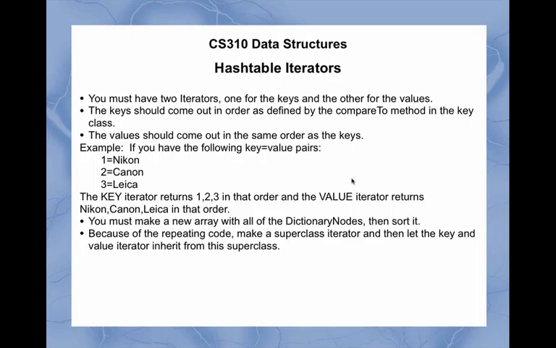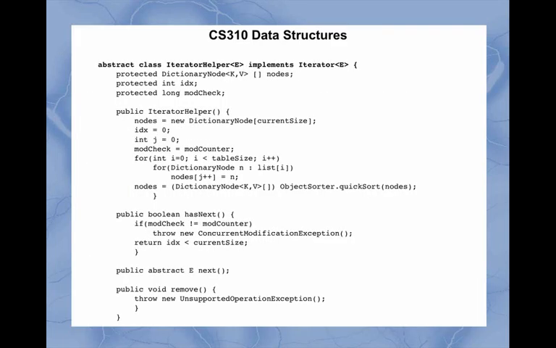So here's an actual implementation that you can look at. Notice that this class is abstract. It's abstract because the next method is not implemented. With the key iterator, you're going to want to return the K. With the value iterator, you're going to return the V. Therefore, you can't know which one you're going to return with next, but the rest of it you can implement. So we've created an array of dictionary nodes.